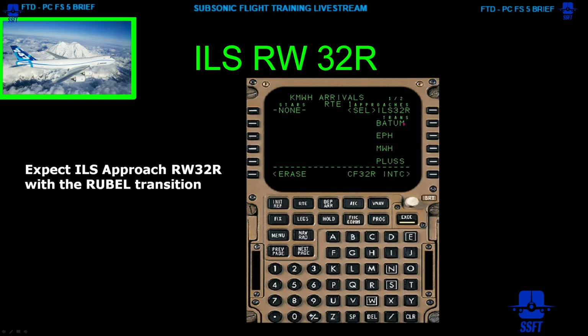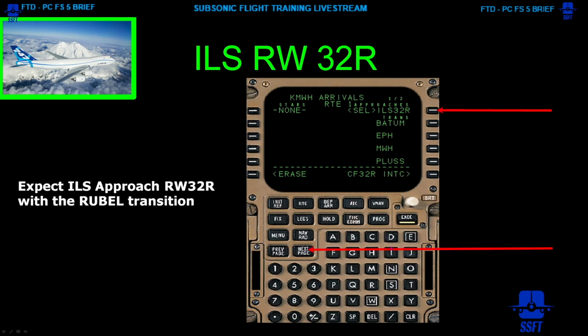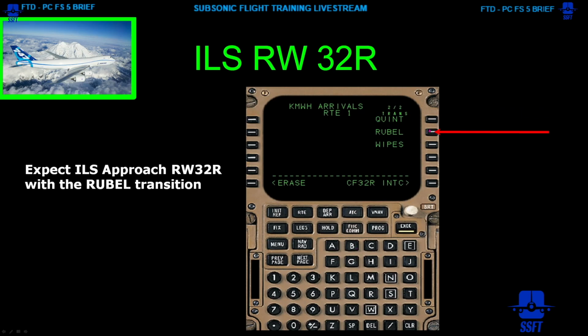And then we want the transitions. In this case, we do want a transition. He said expect the 32 right approach with a Ruble transition. These are in alphabetical order, so you can see this is page 1. We go to page 2, go to next page. That would be right here, because you got page, again, 1 of 2, and there's more than these 4 transitions. And Ruble comes after the ones on this page, so we're going to go to the next page. And there's Ruble. There's Quint, Ruble, Wipes. We want Ruble. So we select Ruble.